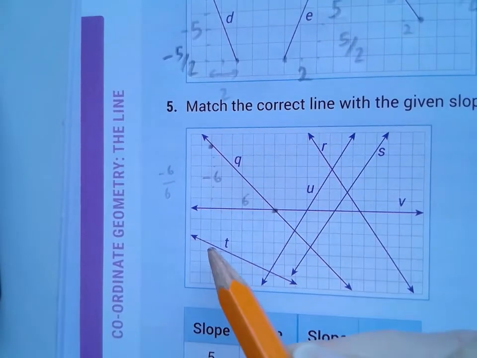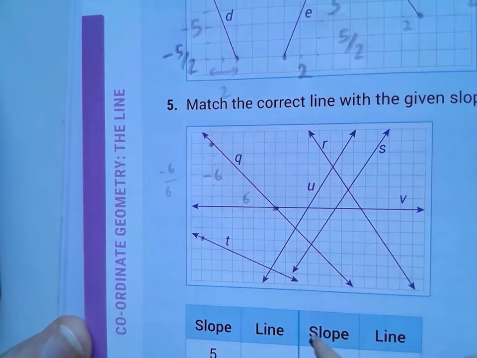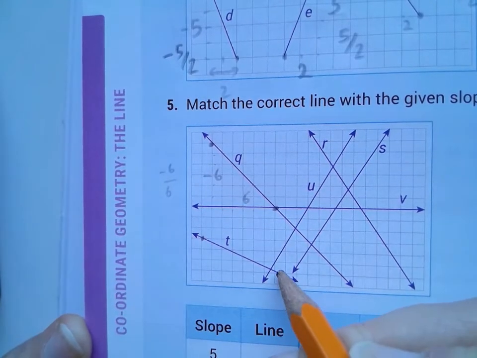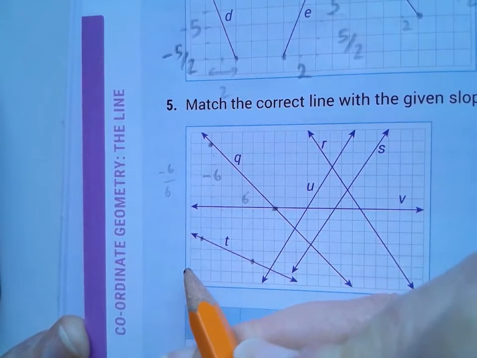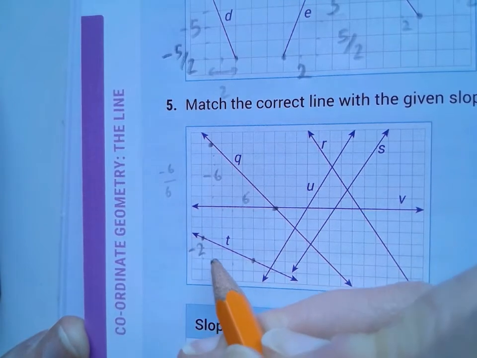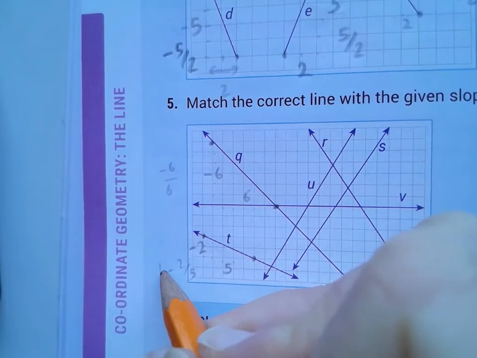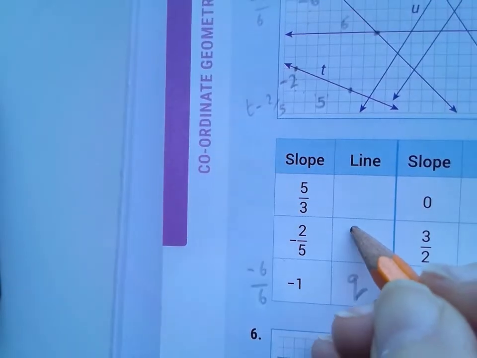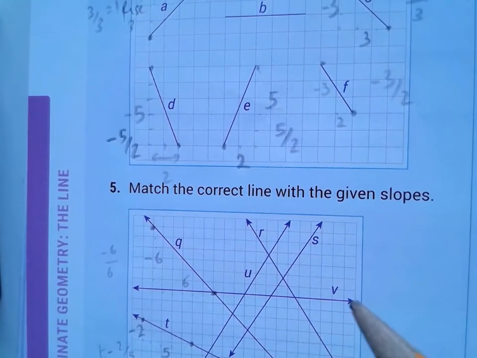Okay, let's look at T. Starting here is T, and let's find a place where it ends nicely. There's a place that ends nicely. It's on two squares. So it's got a rise of 1, 2, negative 2, and a run of 1, 2, 3, 4, 5, a run of 5. So it's negative 2 over 5. So that's going to be there, negative 2 over 5. Hopefully this is starting to make more sense.